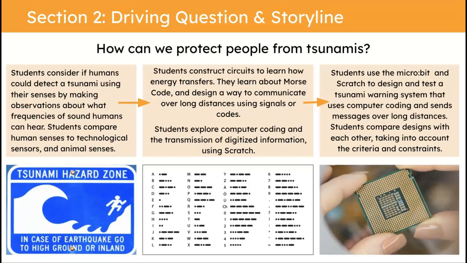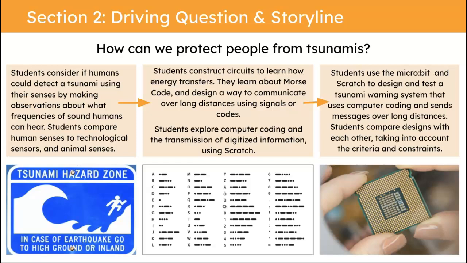They learn about Morse code and design a way to communicate over long distances using signals or codes. Students then use Scratch, a kid-friendly computer coding language, to explore the transmission of digitized information. In engineering teams, students use a device called a microbit along with Scratch to develop and test a tsunami warning system using computer coding that sends messages over long distances.